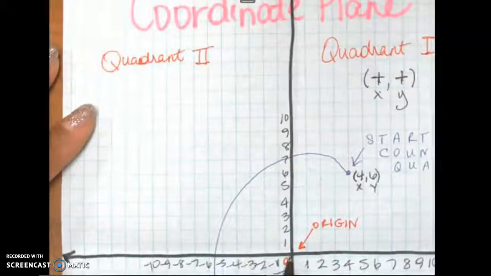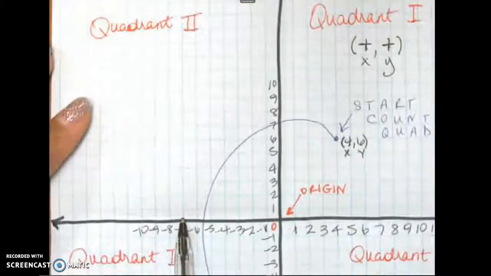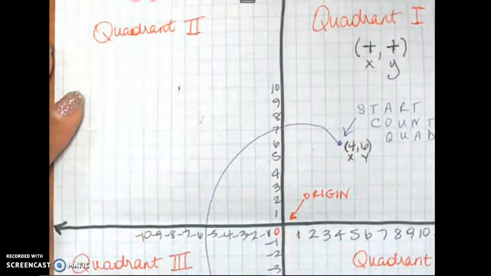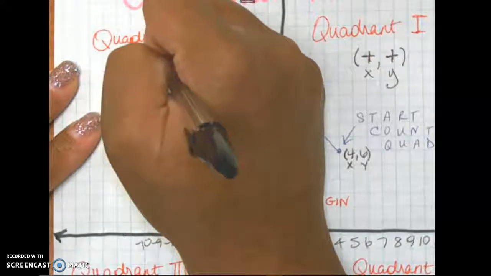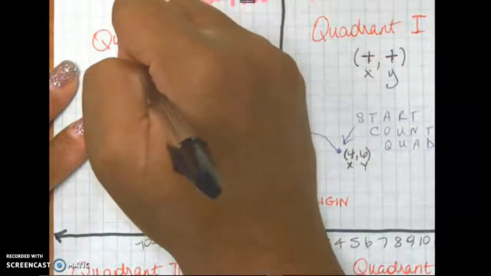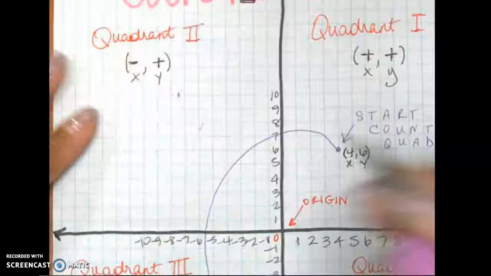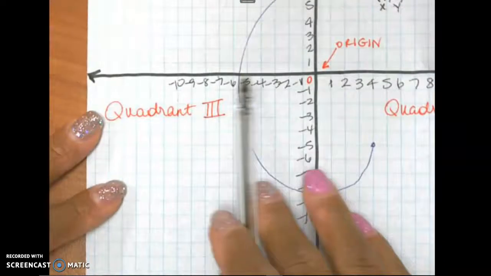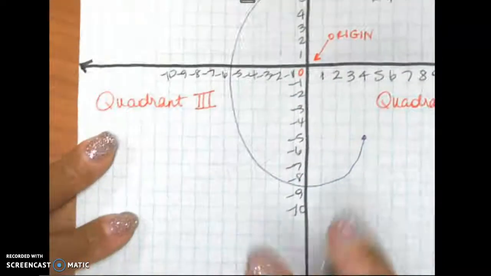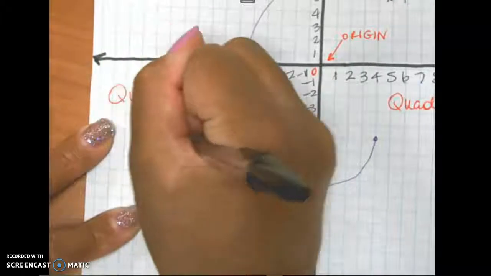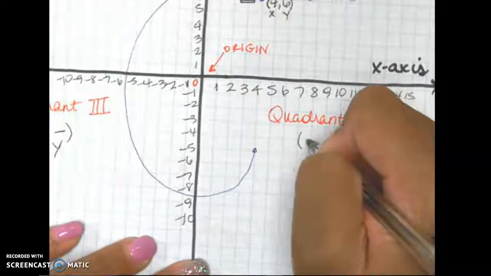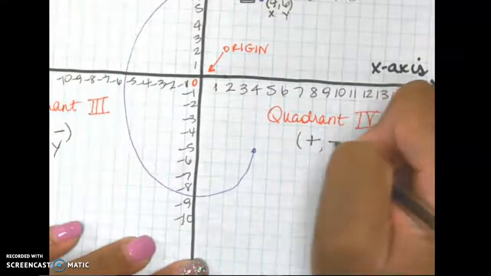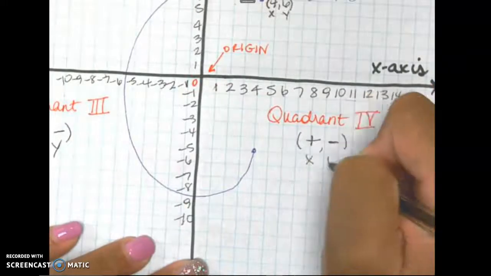Over here, if I were to run to the left, my x's would be negative, and if I were to jump, my y's would be positive. So I've got negative, positive. And then down here, if I were to run to the left and jump down or fall down, I would have negatives, x and y. And then over here, I would have a positive x value and a negative y value.